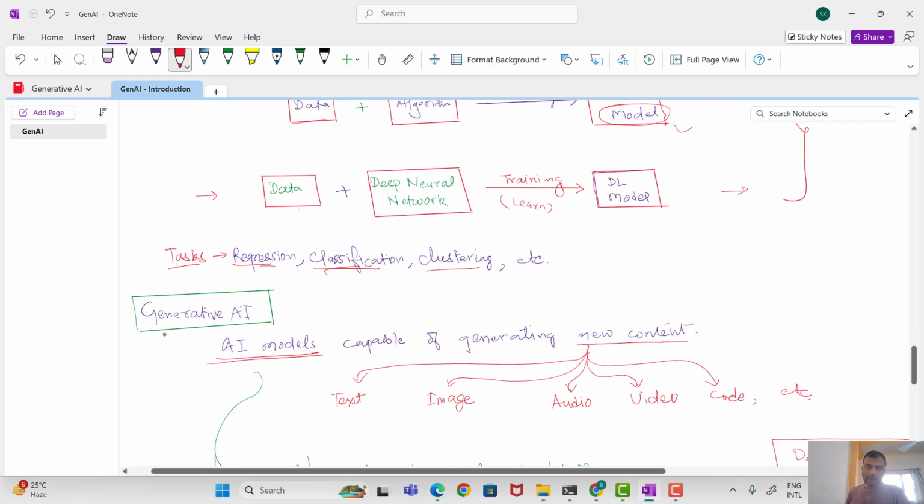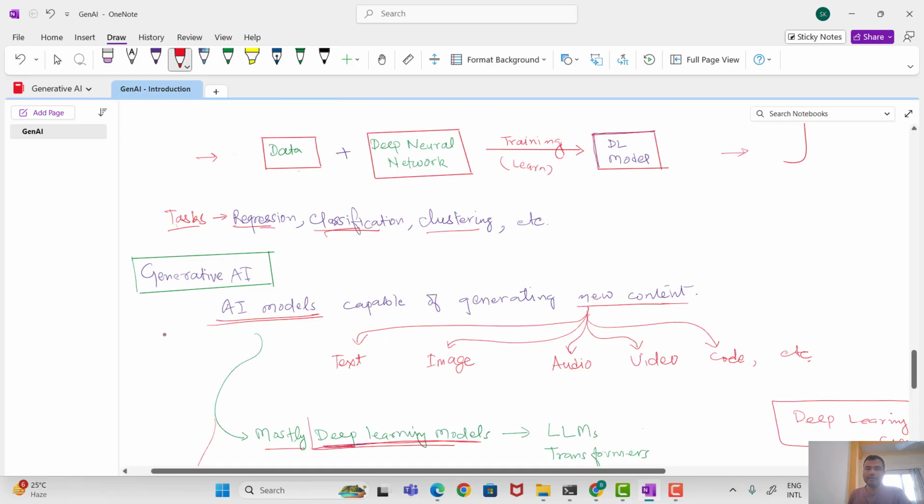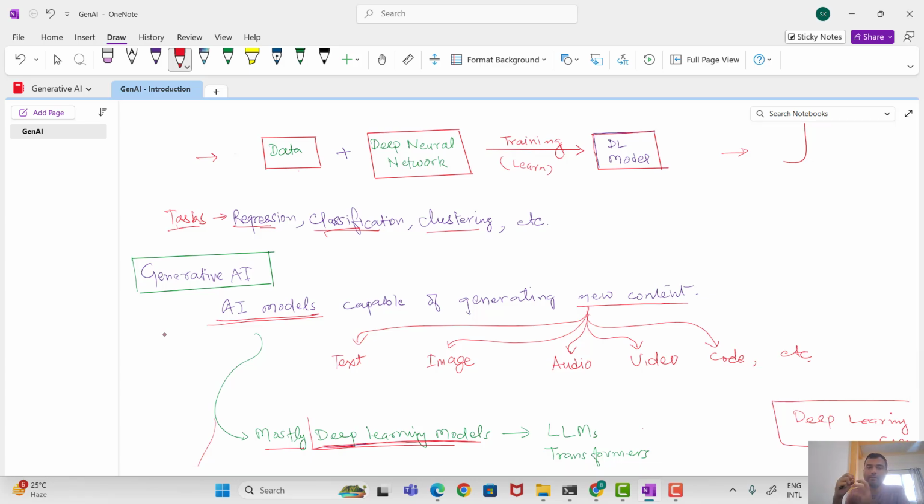In deep learning also, you can perform different tasks, like in machine learning: regression, classification, and clustering, and there are different other tasks that we can perform. Now comes generative AI. Basically, generative AI is a technique to develop a model. In generative AI, we are going to develop an artificial intelligence model that can generate new content. So there are two different things that you have to focus on: there are AI models that can generate new content.